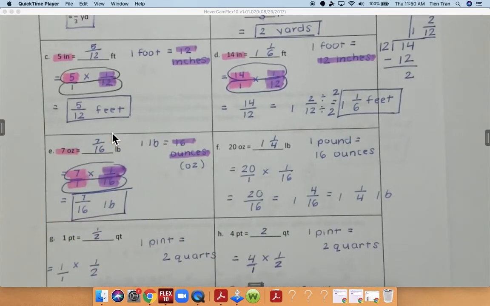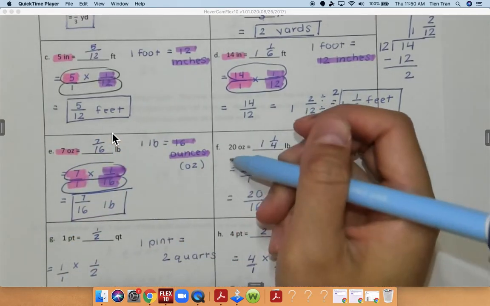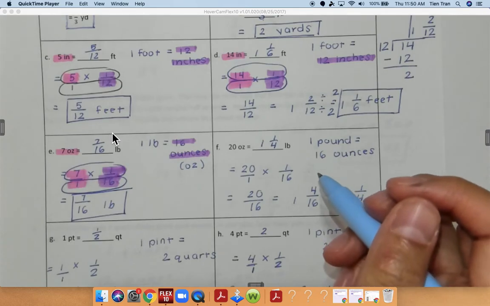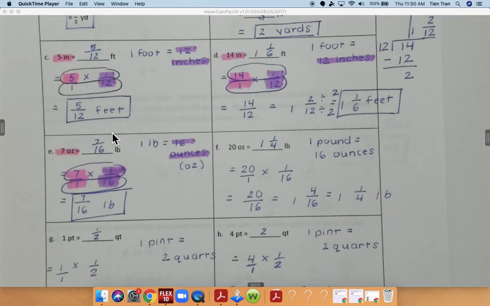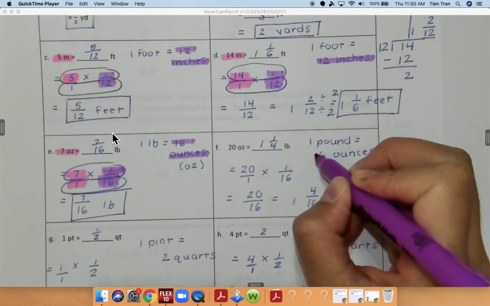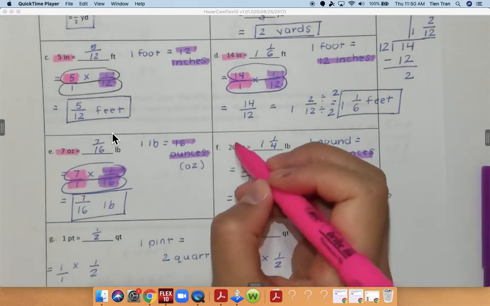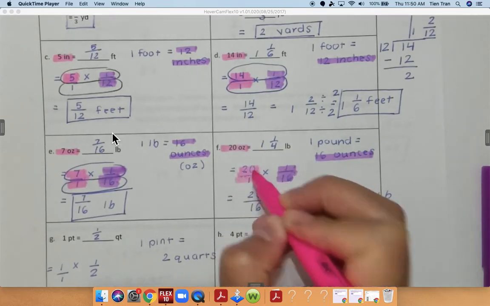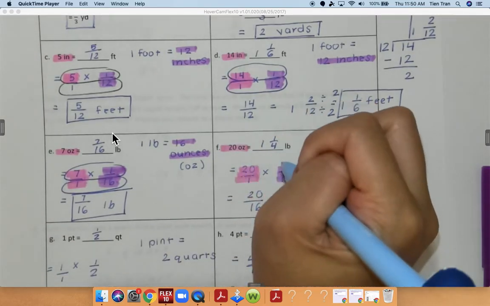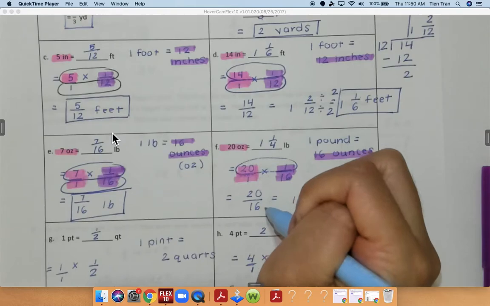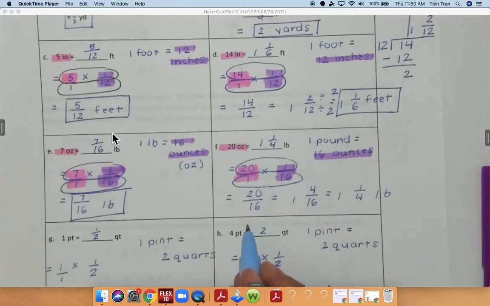7/16 of a pound. Over here, I am converting ounces into pounds. So again, we know that 1 pound is equal to 16 ounces, so that's why I'm multiplying by 1/16. 20 ounces is the given number they give us. 20 times 1 is equal to 20, and 1 times 16 is equal to 16.